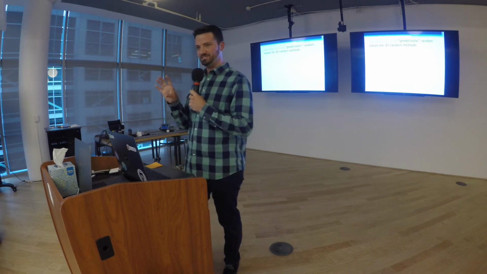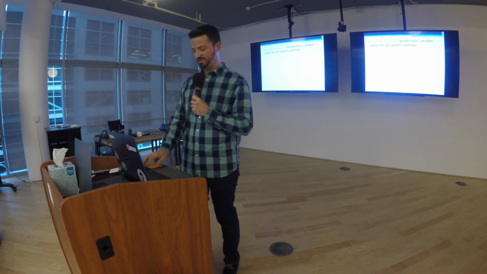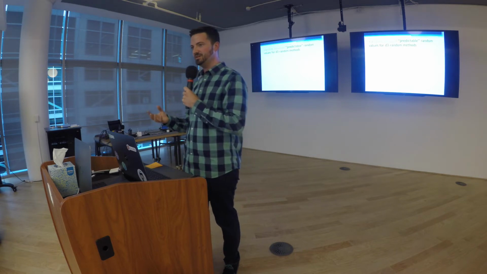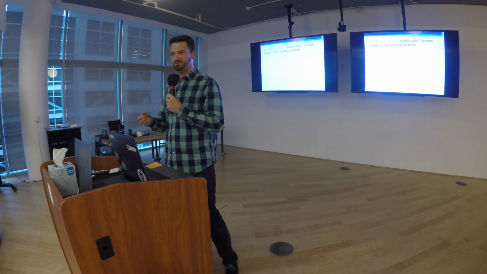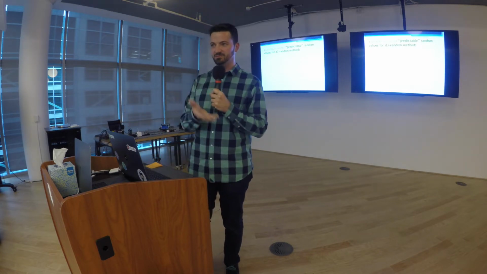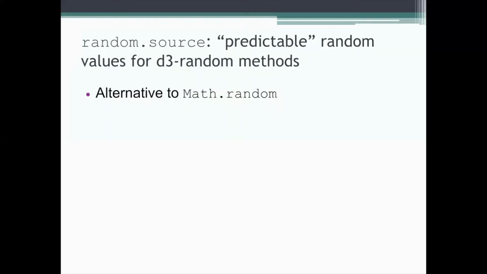So the d3-random module has this extension called random.source. I'll show in a second how this gets used, but the main idea is that you use some kind of third-party random seed generator to pass in a string, and anytime that gets used, you'll have a pseudo-random number, but you'll get it in a predictable fashion.